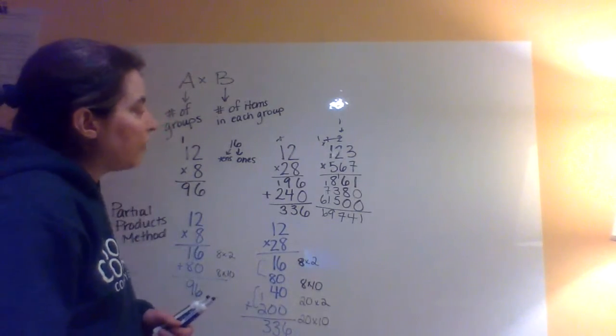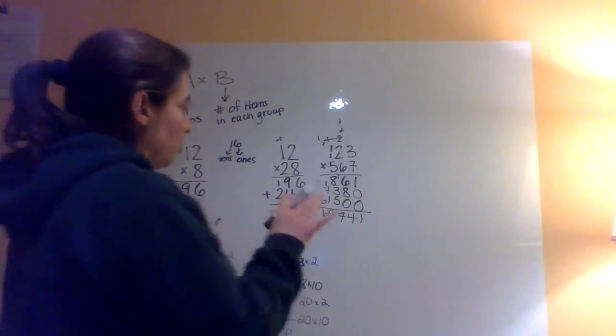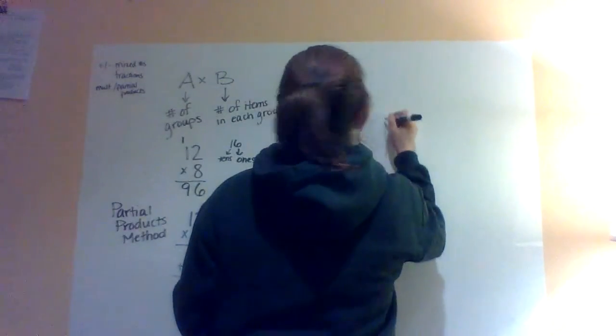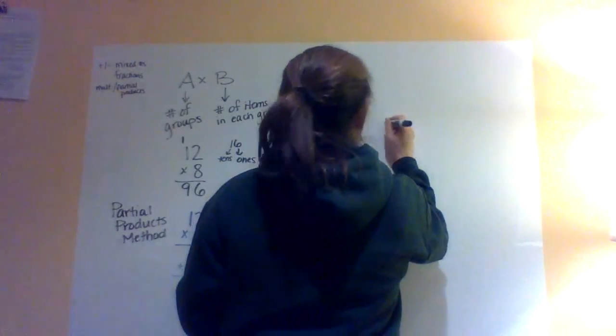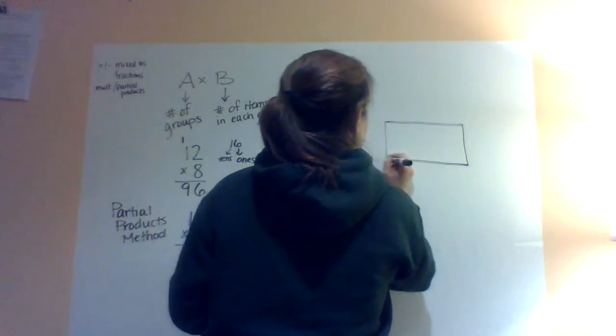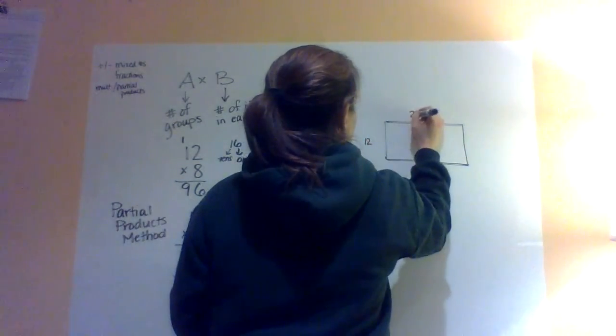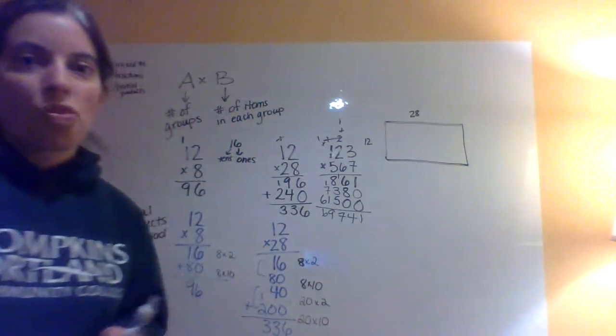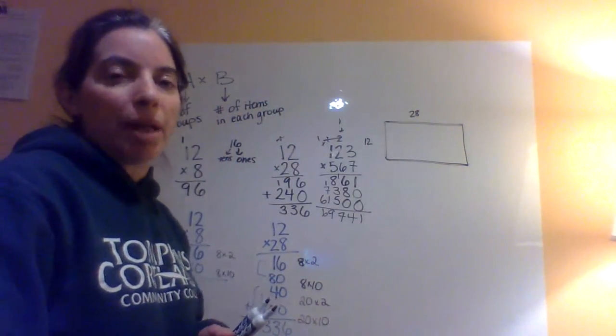The last thing I want to show you is that you can do that array idea to show the partial products. So if I have 12 times 28, I could write it as 12 times 28. I'm actually going to be able to split it up.